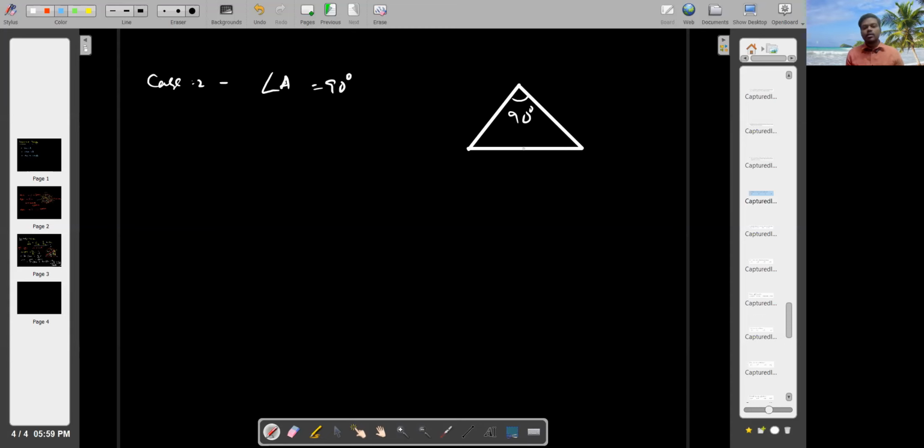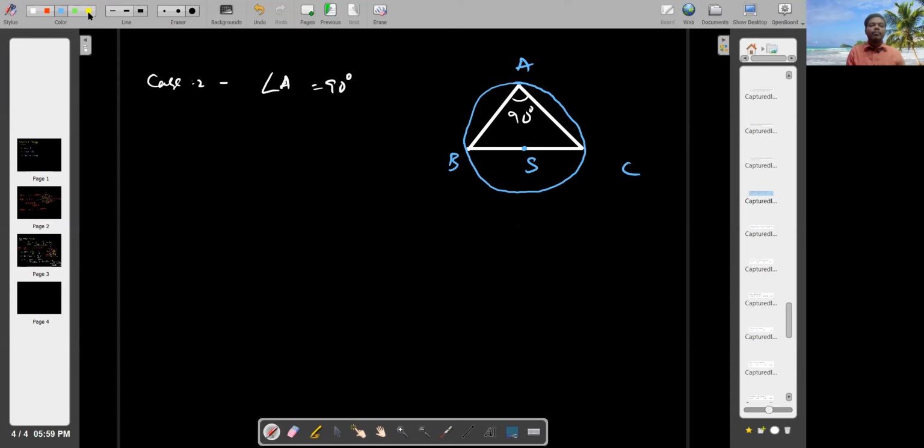So we know that the circumcenter lies at the midpoint of the hypotenuse in a right angle triangle. So this is A, B, C. Taking S as center and SA as radius, draw a circle. We got the circumcenter.